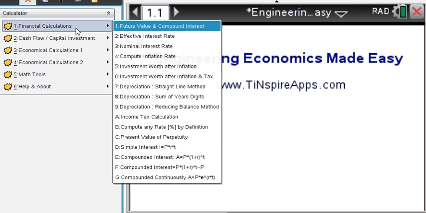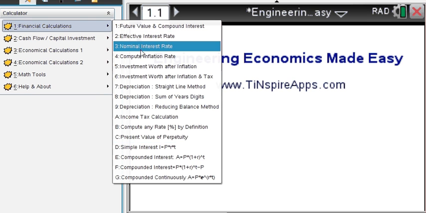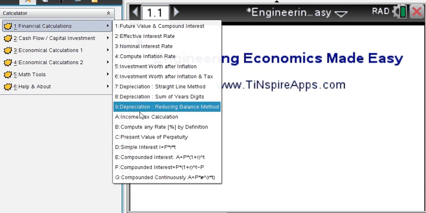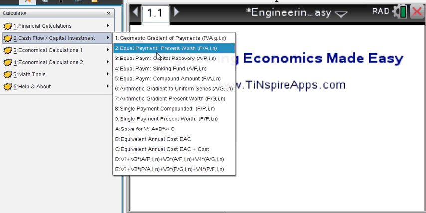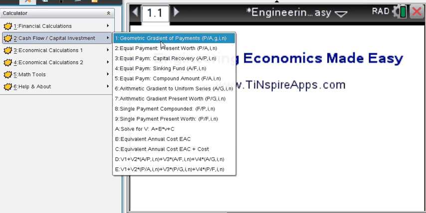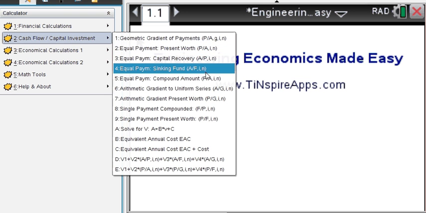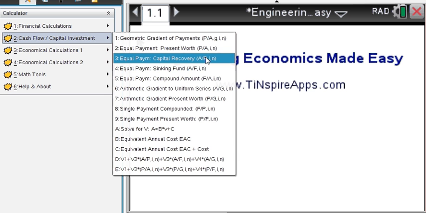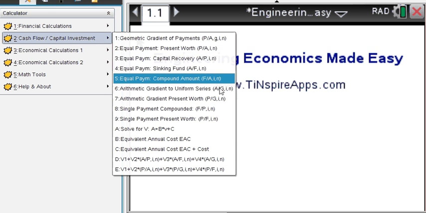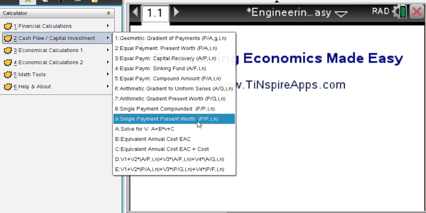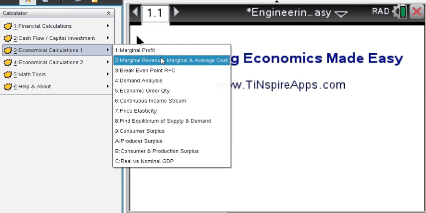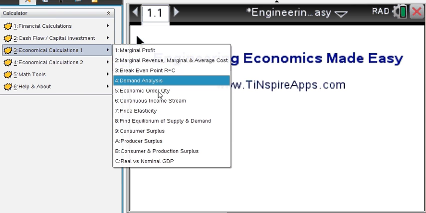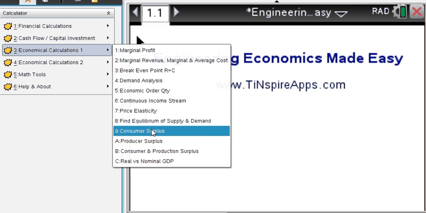In the menu, it's divided into five sections. The first one gives you general financial calculations that include future value, worth of investments, depreciation, taxes, interest, etc. Then here, this is the engineering aspect of it. You can compute the geometric gradient, equal payment, all the important computational formulas you would need in engineering economics. See A/P, A/F, F/A, A/G, P/G, F/P, P/F, etc., and equivalent annual cost, EAC, etc. We also have economical calculations here for you, such as marginal profit, price elasticity, consumer surplus, etc.